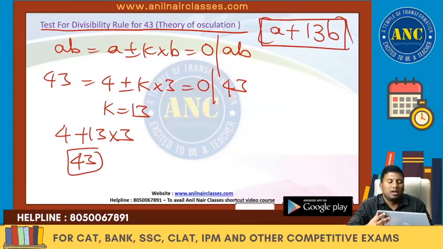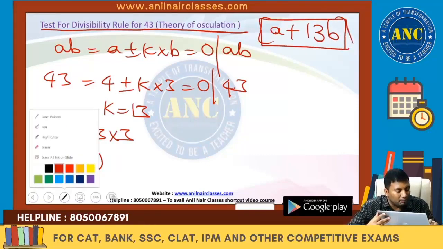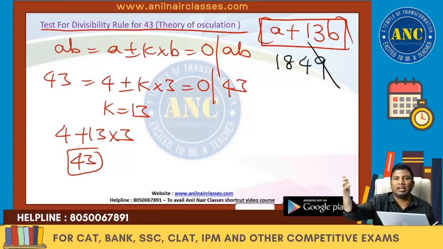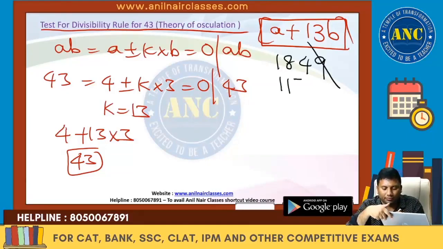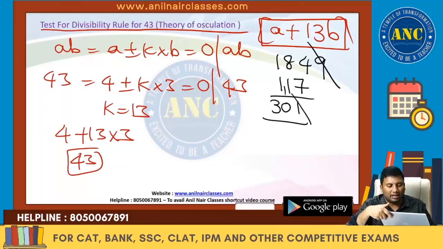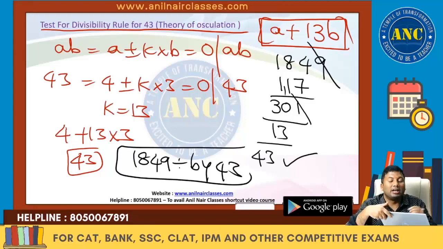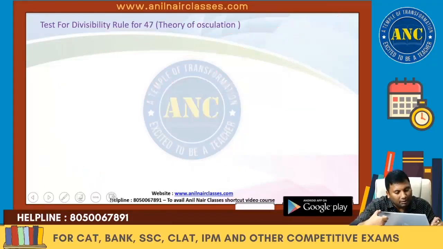Are you all with me? A plus 13b. For example, 1849 is there. Take the unit digit, 9. 9 13s are 117. Again it will be 301. Multiplied by 13, 30 plus 13, 43. So 43 is divisible by 43. The answer is 1849 is divisible by 43. Idea clear, right? Divisibility rule for any prime number.